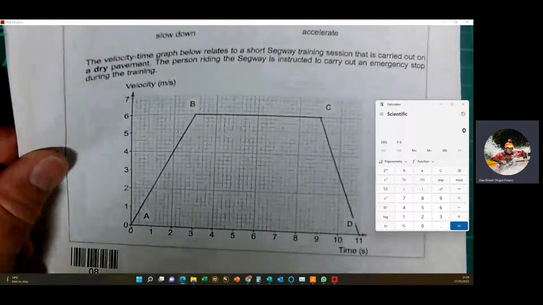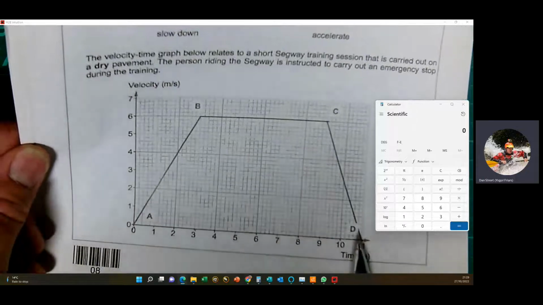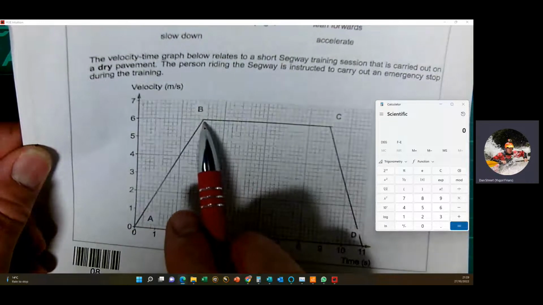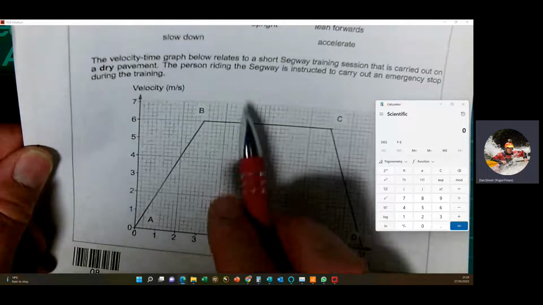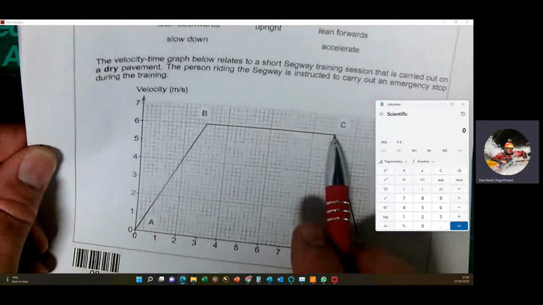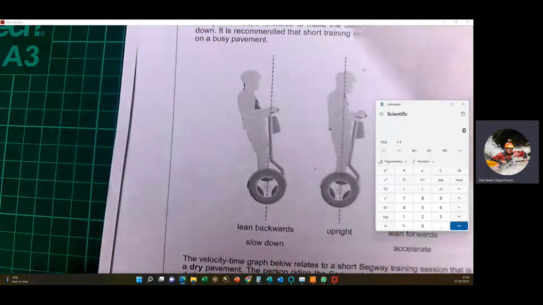Okay, so if we have a look back at the graph again, we can see that the Segway driver does actually travel for 11 seconds. However, the only point at which there are balanced forces acting on this rider are between points B and C, because the Segway neither accelerates nor decelerates. So at this point, it is under balanced forces. So the statement is incorrect, and that happens between 3 and 9 seconds.